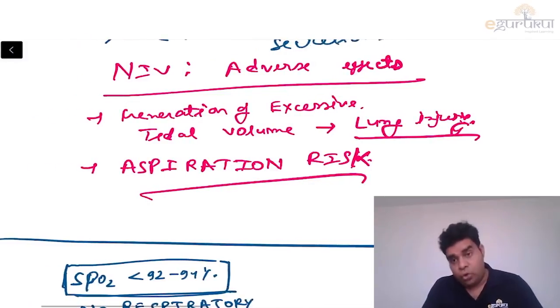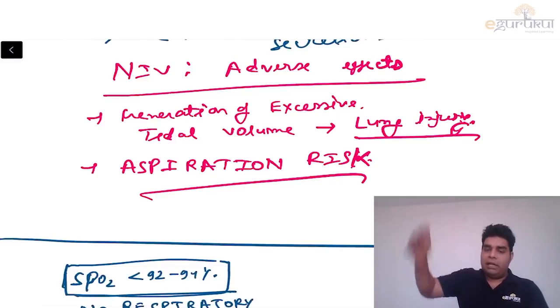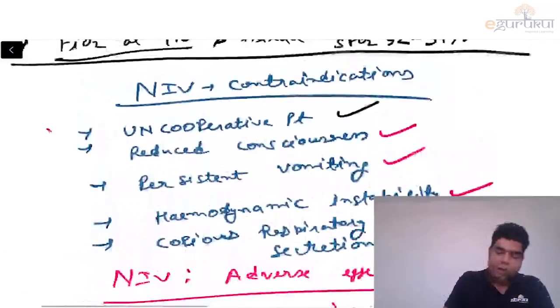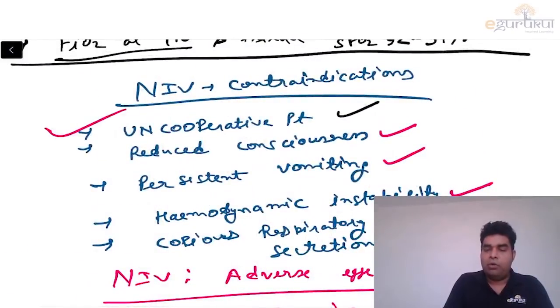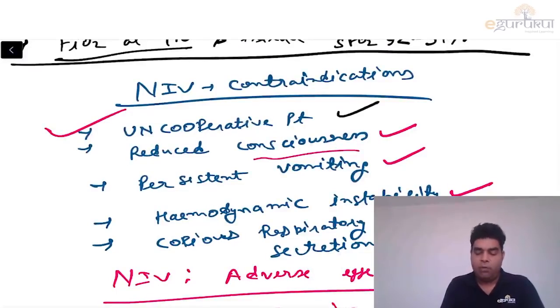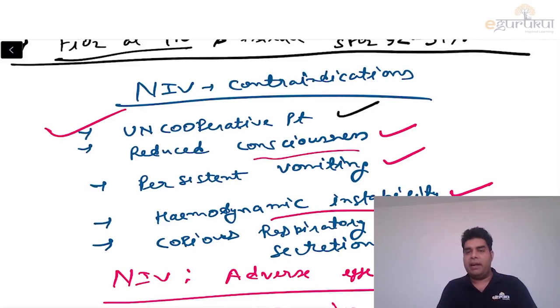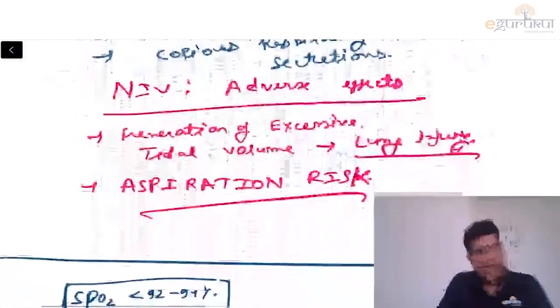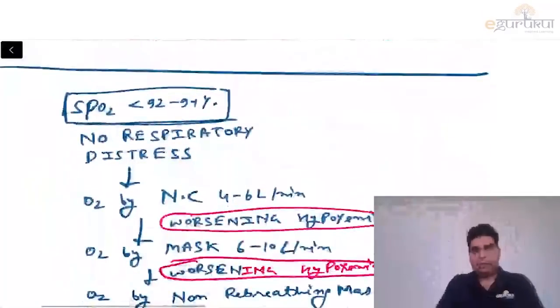Okay, so in all these patients who are uncooperative, or who have no consciousness, or who have persistent vomiting, or who have hemodynamic instability, or who have copious respiratory secretion, we go for invasive ventilation, endotracheal intubation. Okay, so that's all.